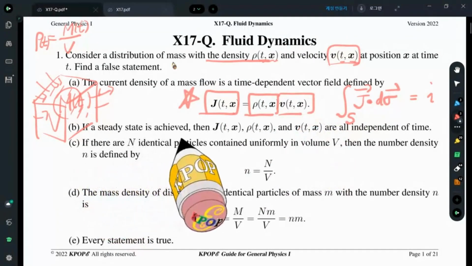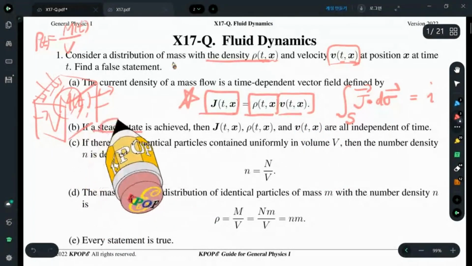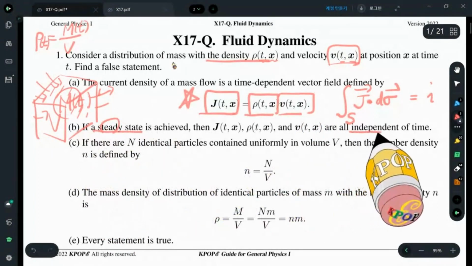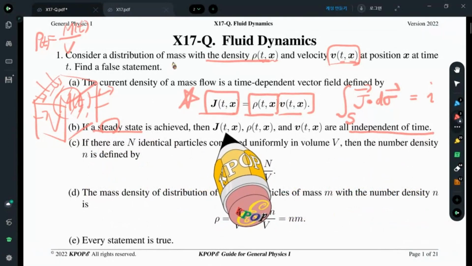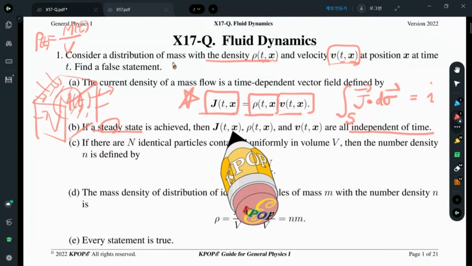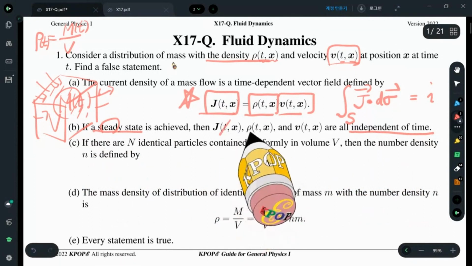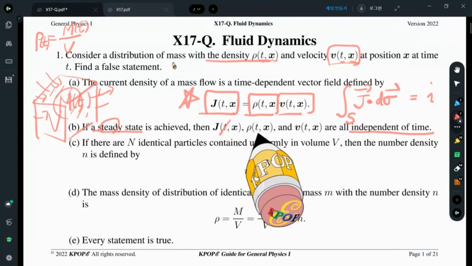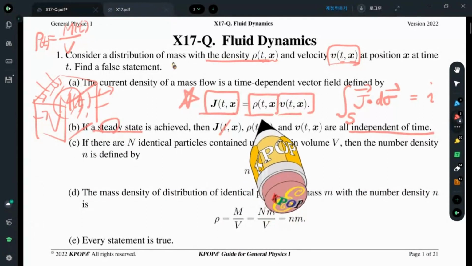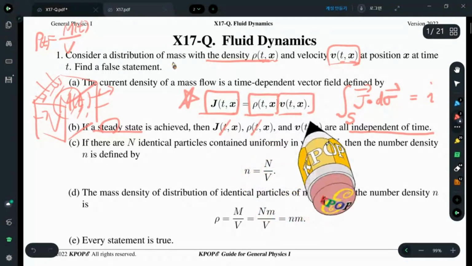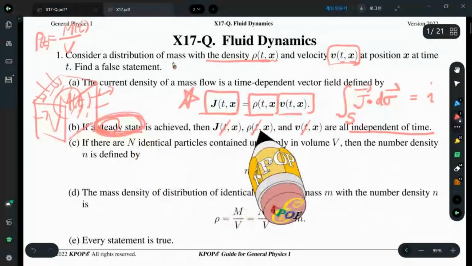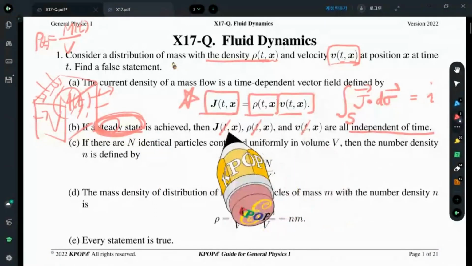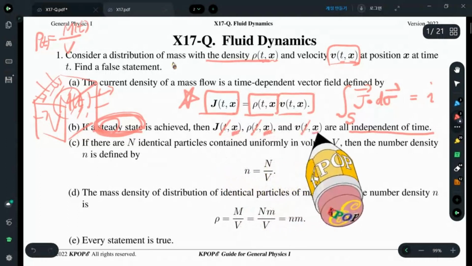If a steady state is achieved, that means it is independent of time. That means the current density, in general a function of time and space, becomes time independent. Density, in principle, depends on both t and x, but it is independent. Velocity too. So steady state indicates that the time dependence disappears and it only depends on the spatial variable.